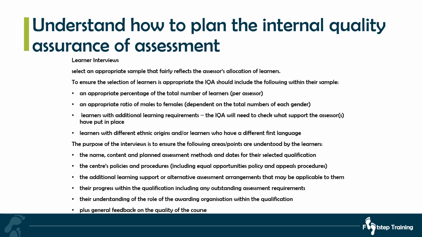You need to ensure the selection of learners is appropriate, and the internal quality assurer should include the following within their sample: an appropriate percentage of the total number of learners per assessor, an appropriate ratio of male to females, obviously dependent on the total numbers of each gender, learners with additional needs and requirements, such as learning difficulties. The internal quality assurer will need to check what support the assessors have put in place to meet those needs. They may have needed to adapt assessment methods, for example, or given them additional time, making sure that that's been in place by interviewing them.